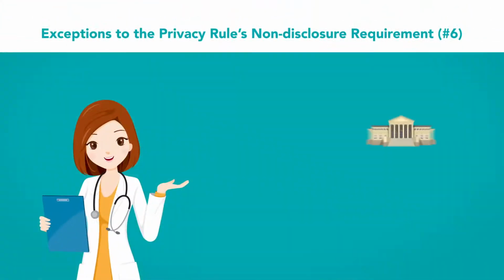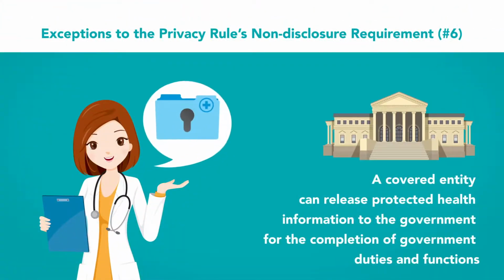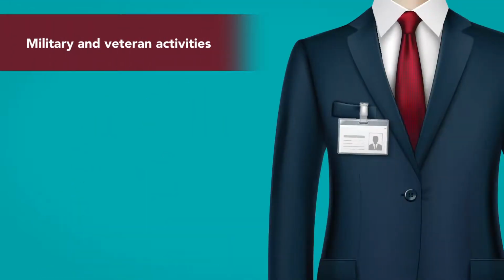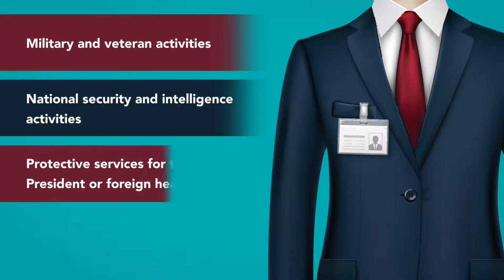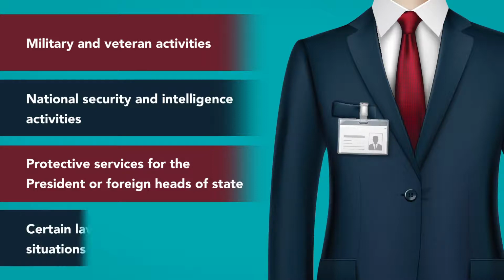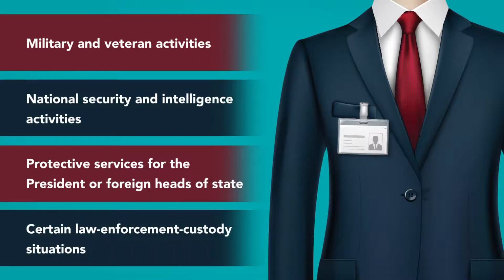The sixth exception is that a covered entity can release protected health information to the government for the completion of government duties and functions, which include military and veteran activities, national security and intelligence activities, protective services for the president or other authorized persons or foreign heads of state, and certain law enforcement custody situations.